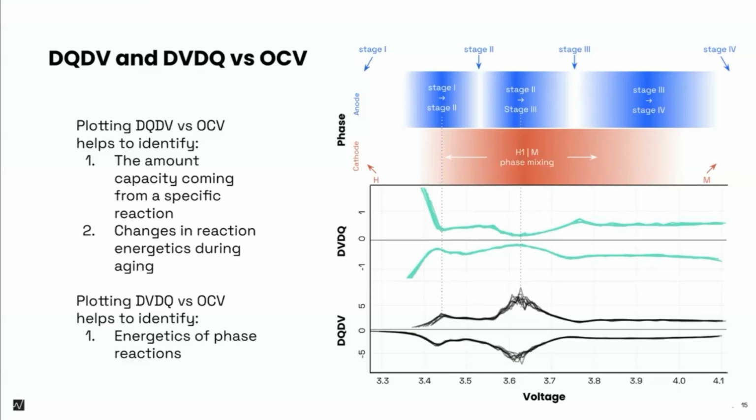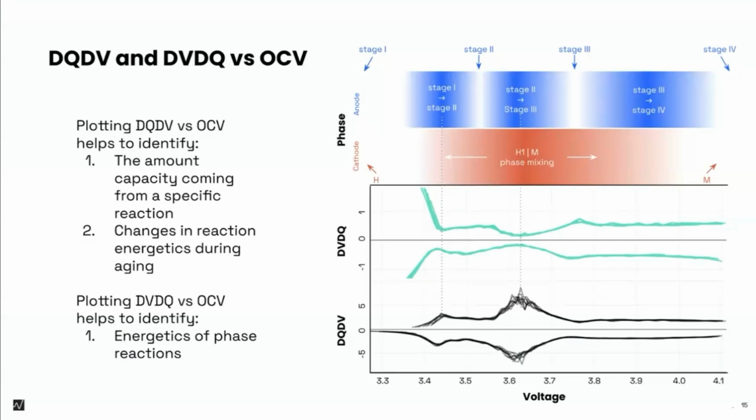Another thing to point out is that peaks in DQDV typically represent, like I was saying, the mixing regions. So somewhere where you're between stage 1 and stage 2, or stage 2 and stage 3, or H1 and M, or something like that. The peaks are usually associated with that mixing region. In DVDQ, the peaks are usually associated with the transitions between those regions, if that makes sense. So you're more at the start or the genesis of a phase rather than in the middle of the utilization of that phase, if that makes sense. So that's part of the differences.